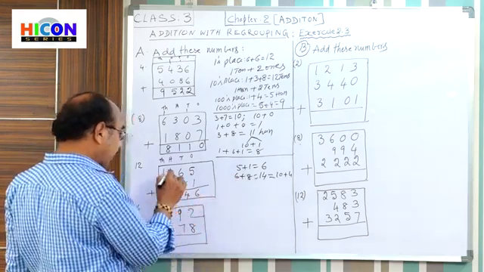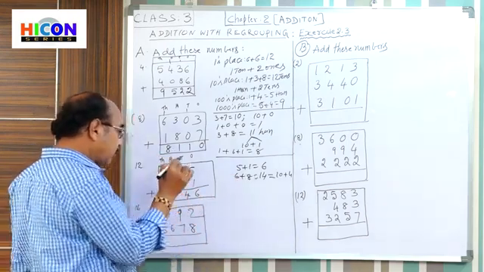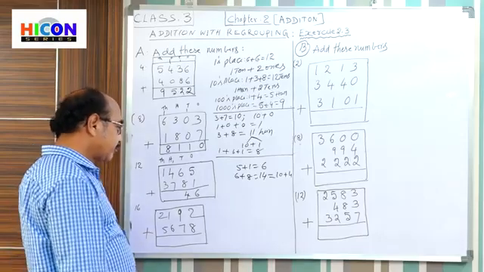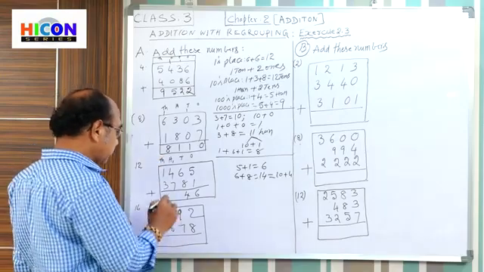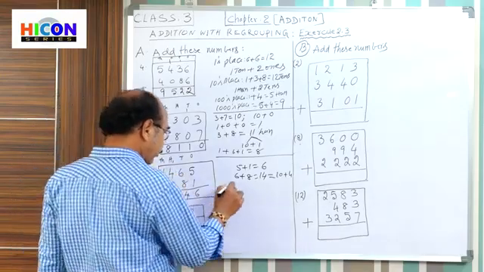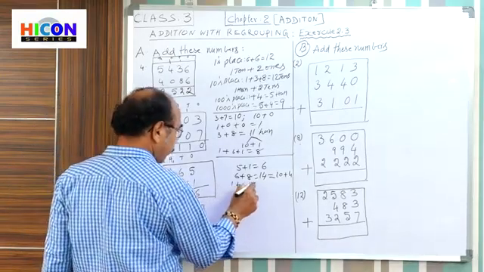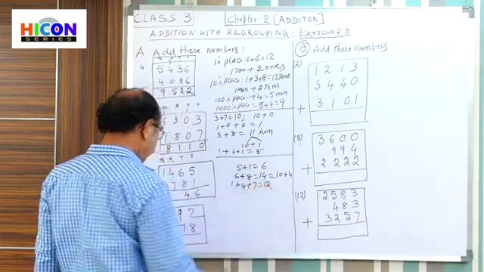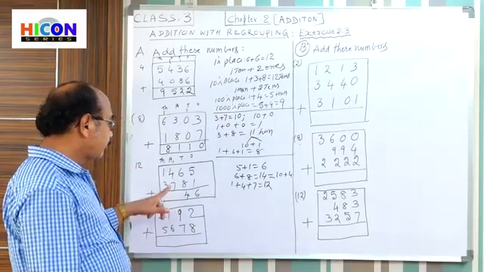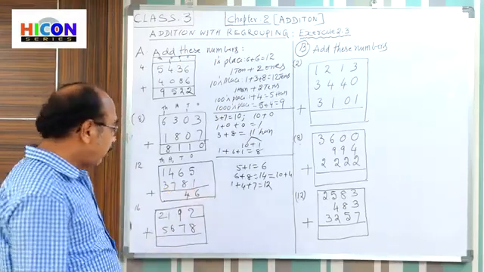That 1 is what we have carried, 100. 1 is the carried 100. Now add the 100 plus digits. 1 plus 4 plus 7. That means 12. 12 hundreds. How many hundreds? 12 hundreds.